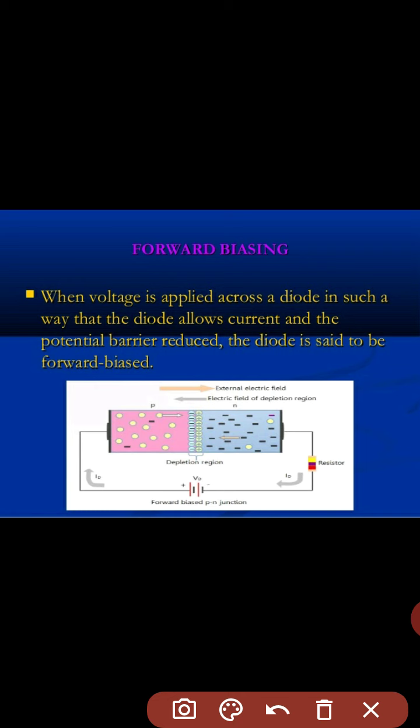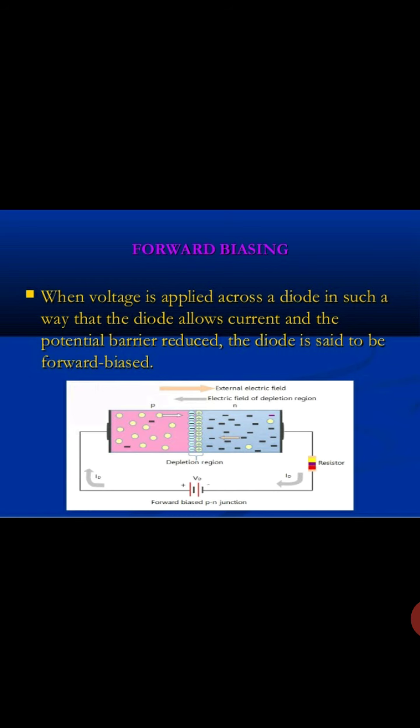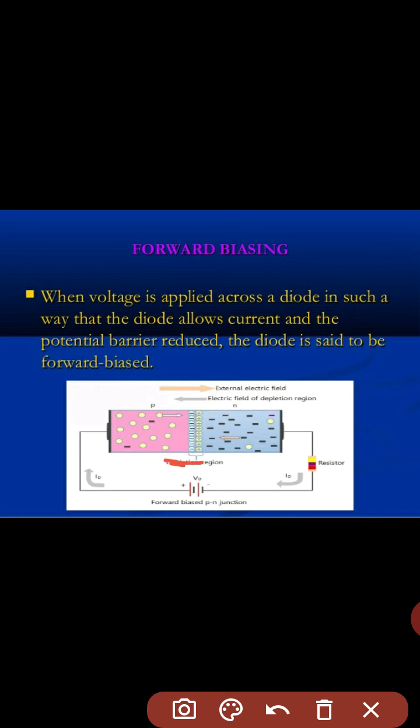So here what happens, the positively charged holes from the p terminal and the positive terminal of the battery are like charges, so there is a force of repulsion. Due to this repulsive force, the holes from the p region start moving towards the junction, towards the depletion region, because of the strong force of repulsion.